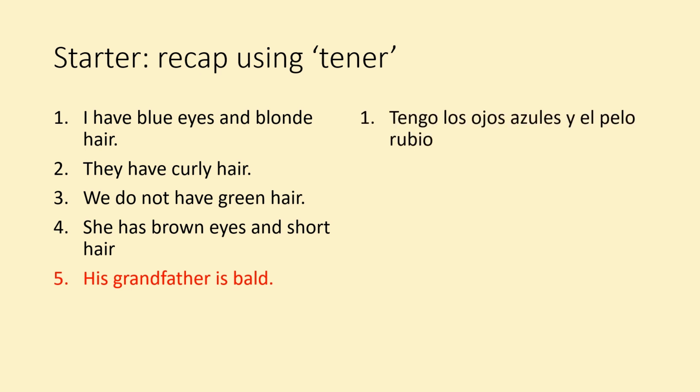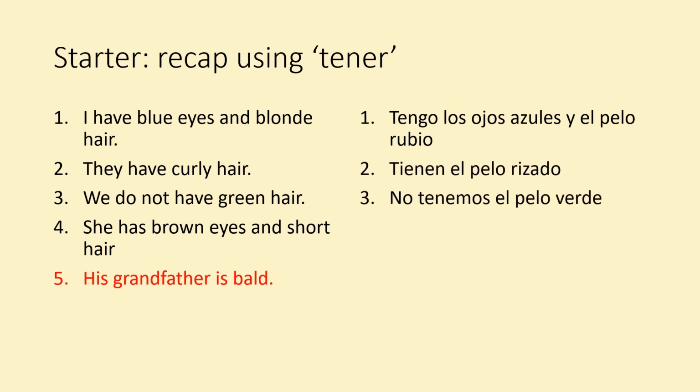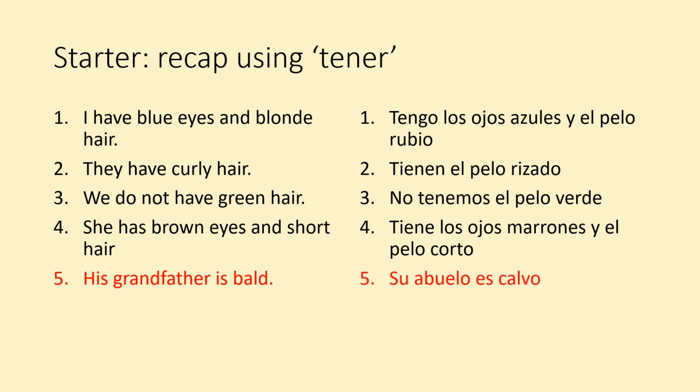We should have tengo los ojos azules y el pelo rubio. Tienen el pelo rizado. No tenemos el pelo verde. Tiene los ojos marrones y el pelo corto. Su abuelo es calvo. So that one's a bit of a challenge because we have a possessive adjective being used here and we have a different verb rather than using tener. So I wanted to trip you up with that one. Hopefully you've remembered that we need el and los before ojos and pelo with the adjective following afterwards.